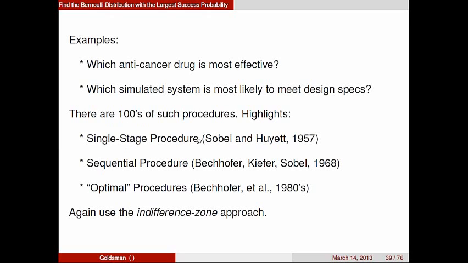I think all I'll have time to do today is show you the single-stage procedure of Sobel and Hoyt from the late 50s. It's very, very nice. And I'll use the indifference zone approach again. You'll see it's quite simple to use. What you do is take a bunch of observations, and whichever population has the highest success rate from your observations, that's clearly the one you keep. It makes sense to me.